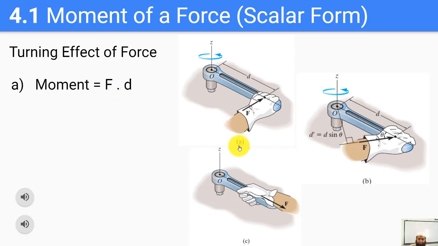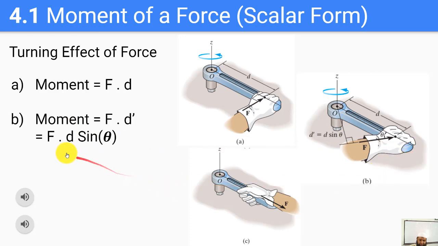So in this first example A, the moment is just equal to F, the magnitude of the force, times the distance d. But if we look at this second picture, here the force is not acting perpendicularly on the wrench. So again, now we have to find the perpendicular distance of the force to the axis of rotation. Here the perpendicular distance is this distance d prime, and d prime is nothing but d times sine of theta. We can just use some trigonometry on this triangle and we get this result. And so the moment of the force in the B case is F times d times sine of theta.